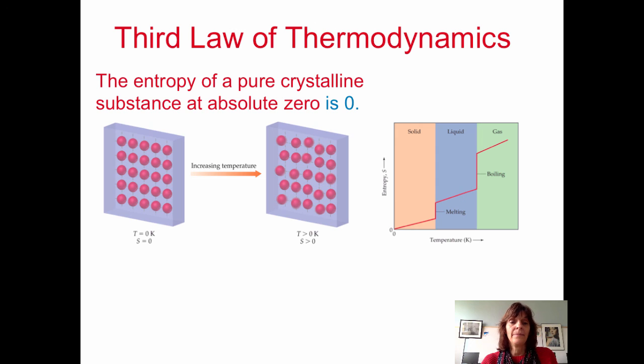Okay, lastly, the third law of thermodynamics says that the entropy of a pure crystalline substance at absolute zero is 0. So the only way to have 0 entropy is to be at absolute 0, where there's absolutely no motion.